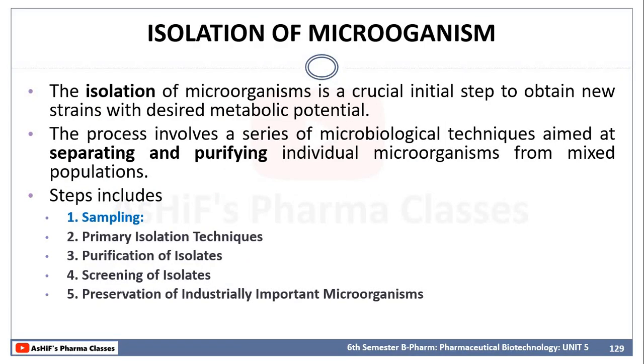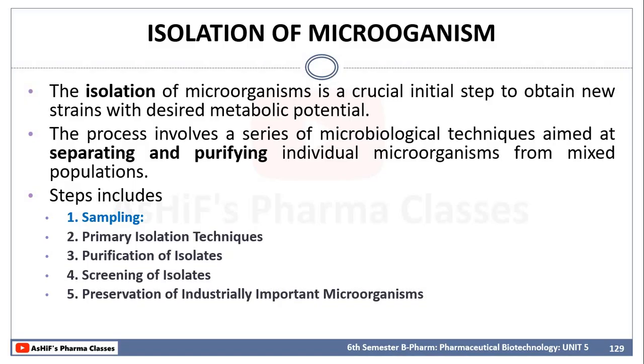Okay, now these are the different steps of isolation of the microorganism. Isolation of the microorganism is a very crucial initial step to obtain new strains, because we intend to separate and purify an individual microorganism from a mixture of populations. When we take that 1 gram, there are bacteria, actinomycetes and fungi in the same 1 gram. So we need to separate a single strain of microorganism from this mixture of microorganisms.